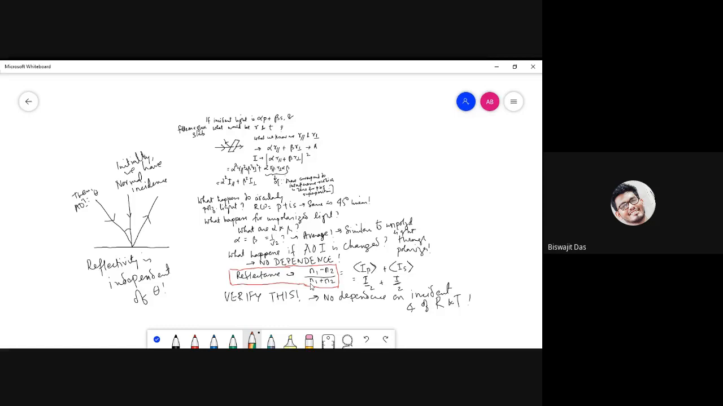Because you are considering alpha parallel plus beta perpendicular, and you are taking alpha, beta as 1 by root 2. Basically, what I'm saying is, Biswajit, maybe that averaging we have to do. I think if we can find a really good theory for this, it will be nice. Maybe we can look at the polarizer theory, how people do it.